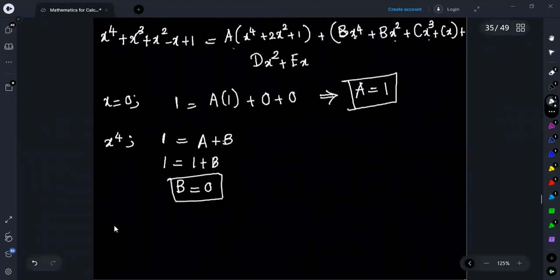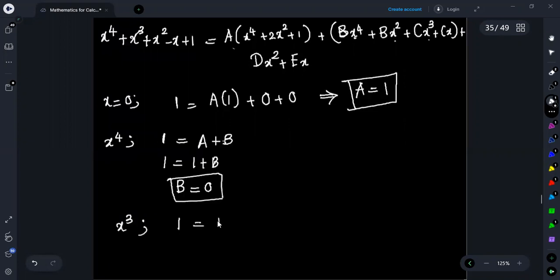And then let's see x to the power 3. Here the coefficient of x to the power 3 is 1. And here there are no x to the power 3 terms. And here we can see that there is one x to the power 3 term. So we can see that this is c, and there are no other x to the power 3 terms. So we have obtained the value of c is equal to 1.